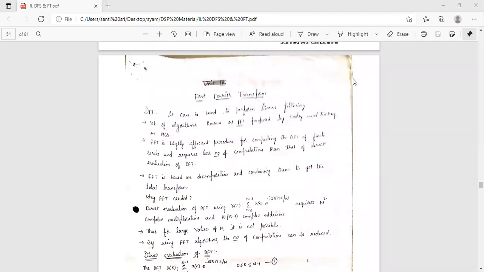Morning. Okay, already almost the syllabus is over, so we'll discuss some important topics. So in second unit we'll discuss about the fast Fourier transform.